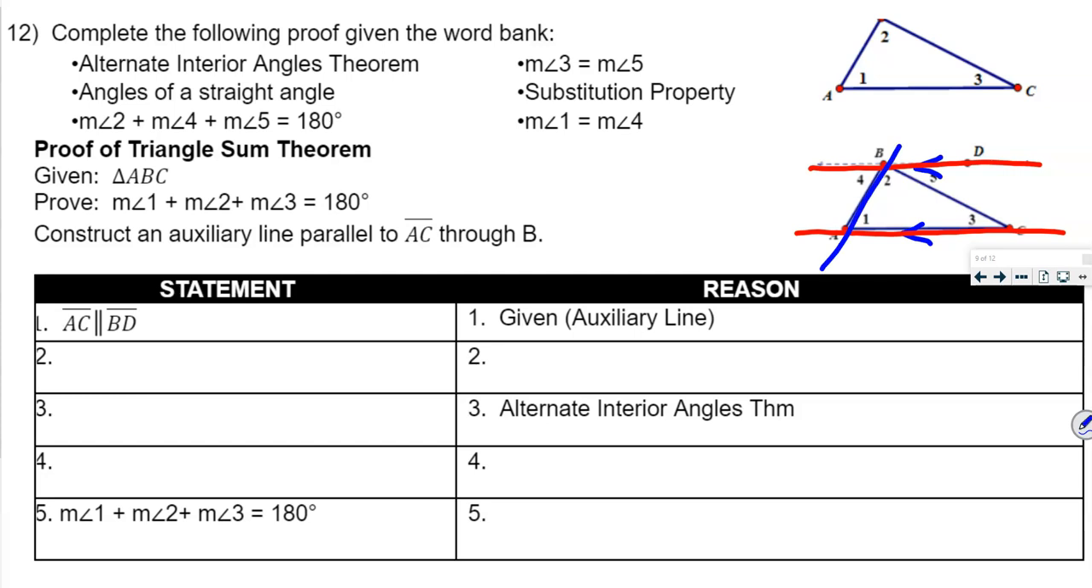So can't we say that the measure of angle 1 is congruent or equal to the measure of angle 4? Why is that? Why are these angles congruent, y'all? Because they're alternate interior angles, right? So it's alternate interior angles theorem.